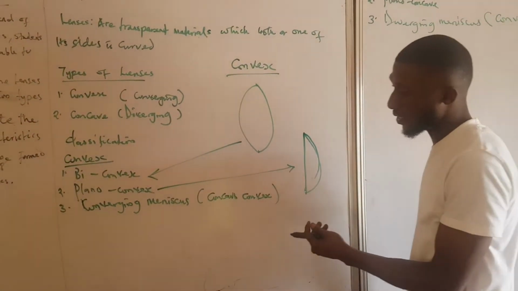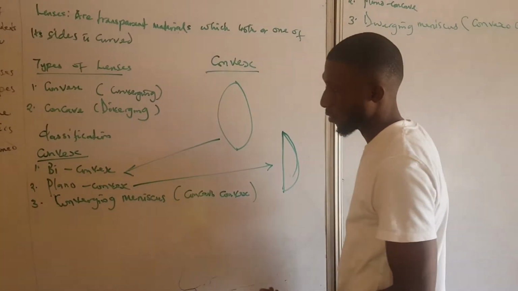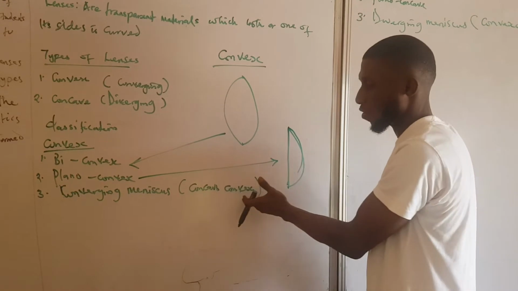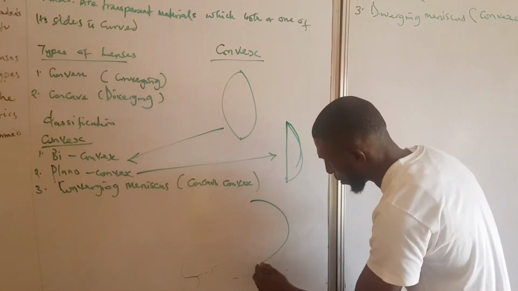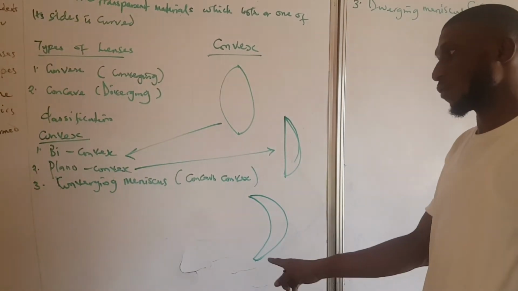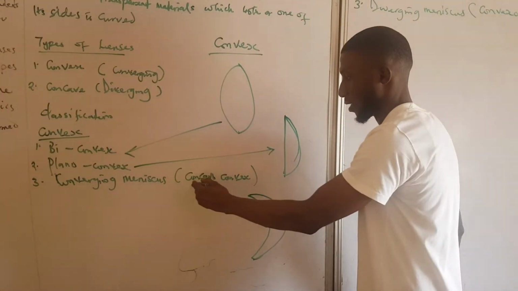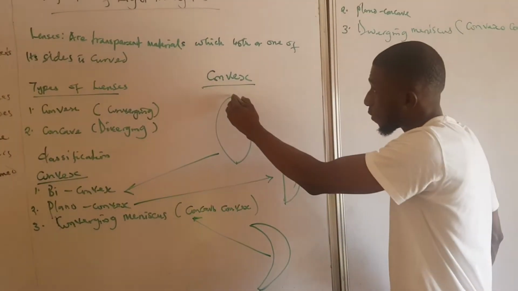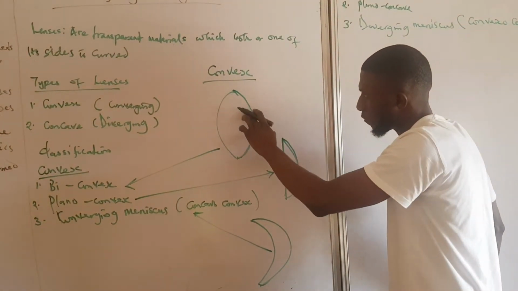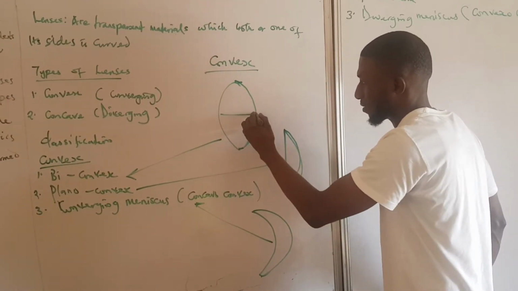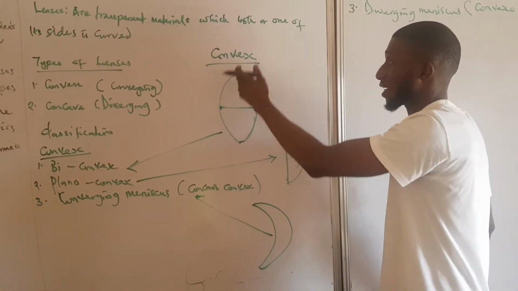Then we have converging meniscus, or we call it concave convex. In this one, both sides are curved in the same direction. There's one thing you need to notice. In a convex lens, the edge is tiny, while the middle is thick. Therefore, the middle is thicker than the edge.